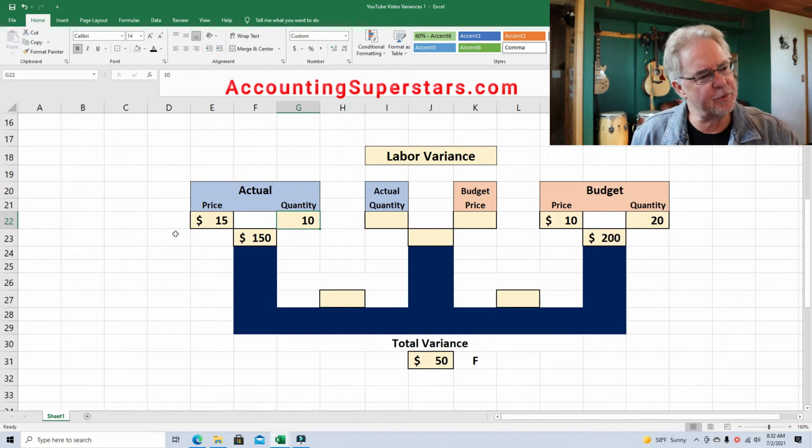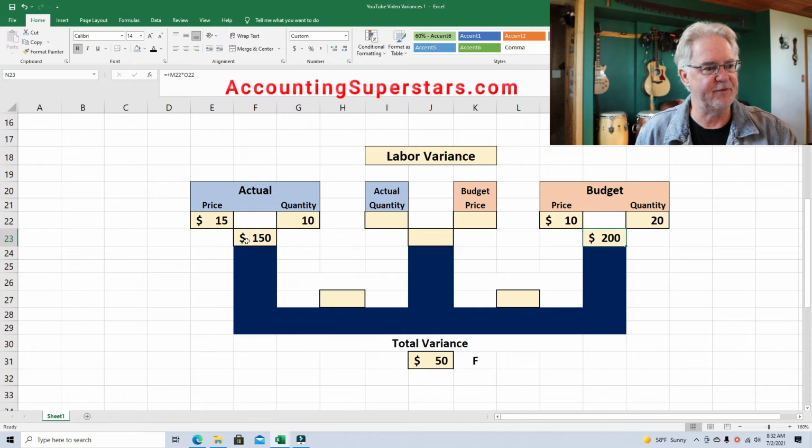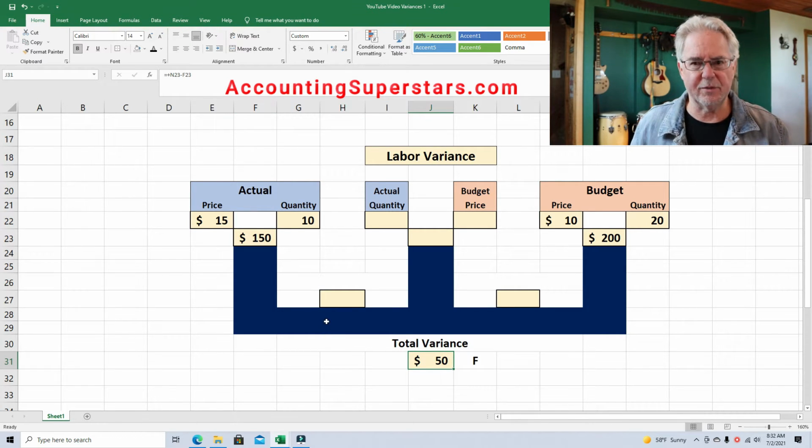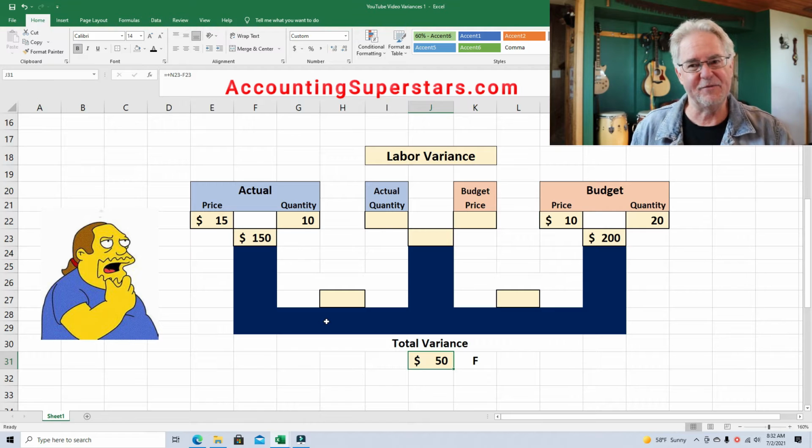All right, so we're looking at this. We go, okay, well, we paid them more, but it took them much less time. And it all worked out to where it's $50 favorable, because the difference between 200 and 150 is 50. So we're wondering, well, how exactly did this work? How did we save money? I mean, the workers cost more, but they were faster. So what was better?